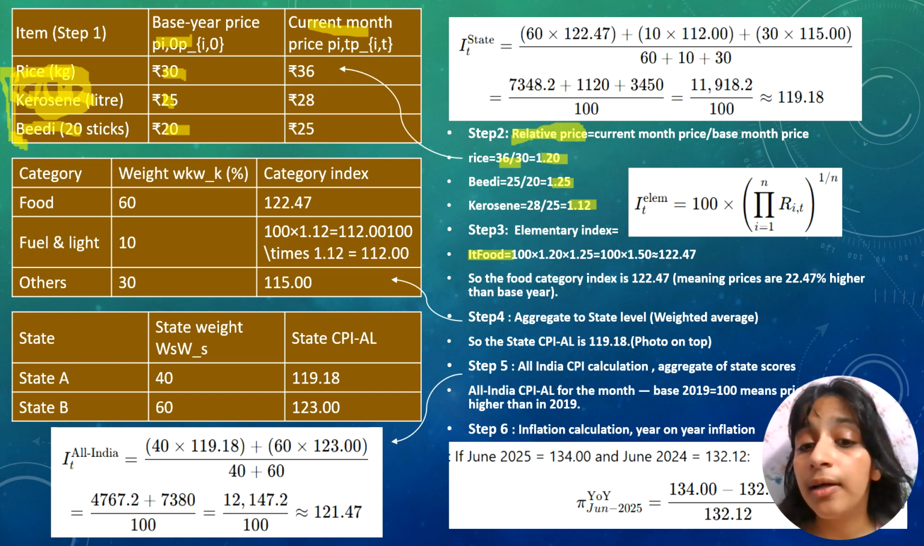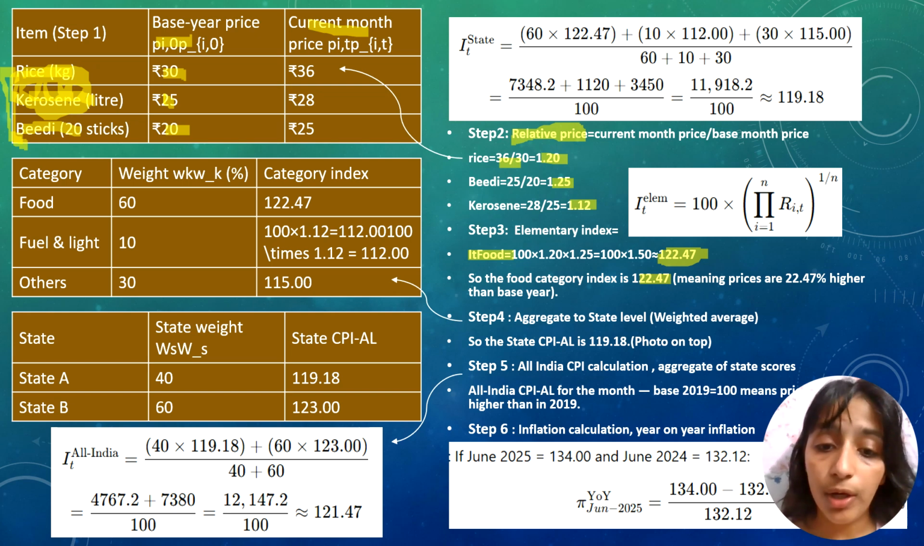For the elementary price index, we will just multiply 1.20 for rice and 1.25 for BD, and multiply by 100, and we get the number 122.47. Our base price number was 100. So this means that a 22.47% difference is observed between the current month and the base year price. Now, for the next step, we will aggregate it to state level by weighted average.